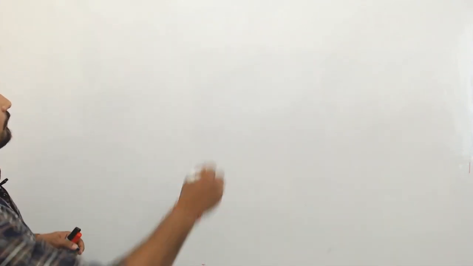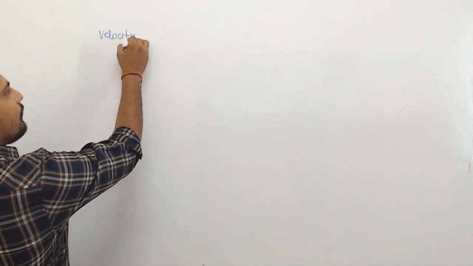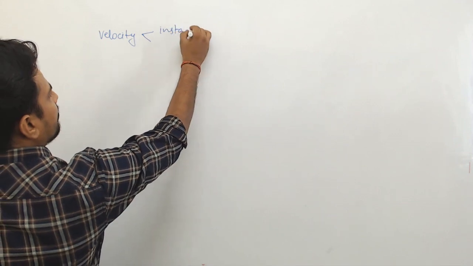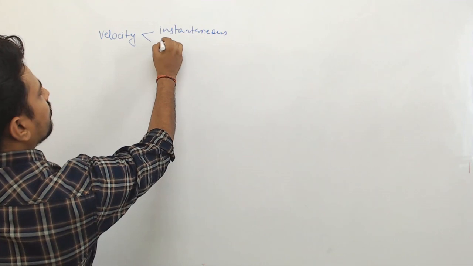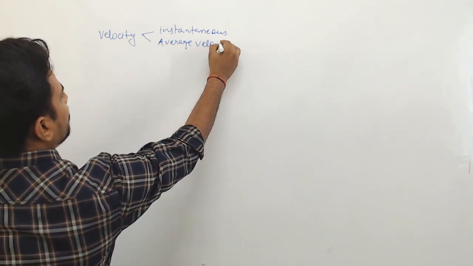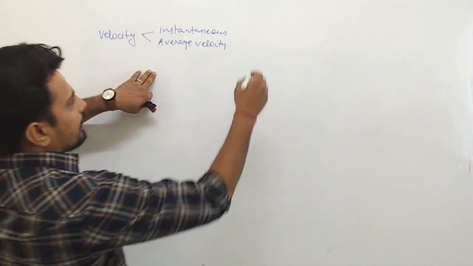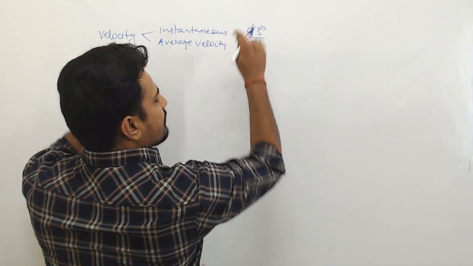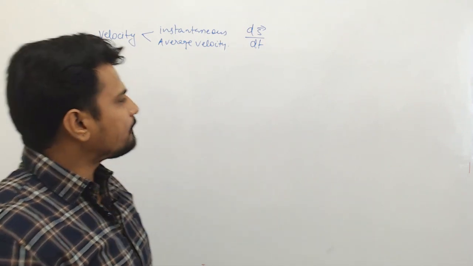So when we talk about velocity, when velocity comes to your mind, it should be of two types. It's going to be instantaneous velocity, or it is going to be your average velocity. Instantaneous is very simple. That is going to be your ds upon dt, the instantaneous rate of change of displacement.